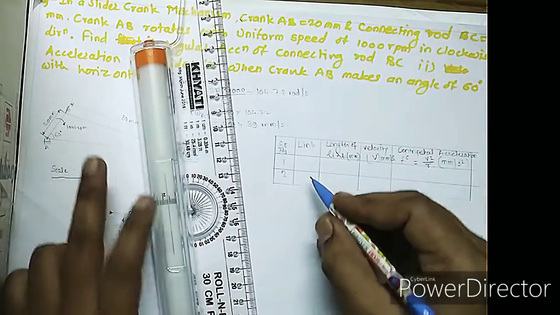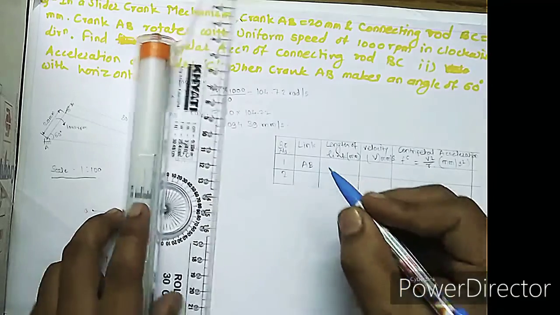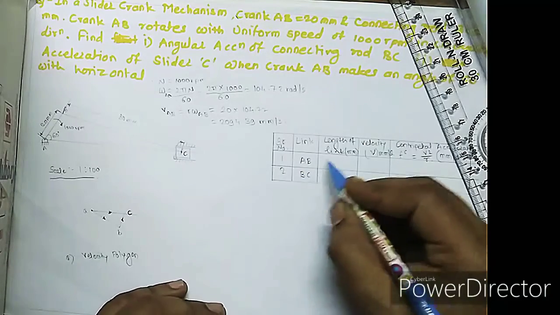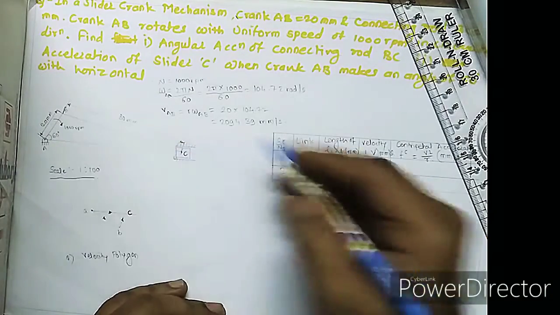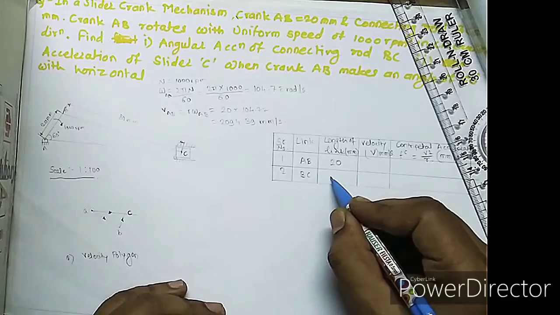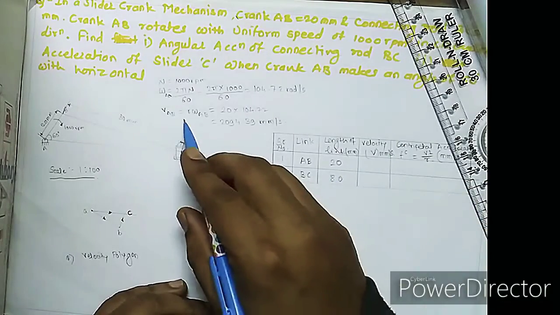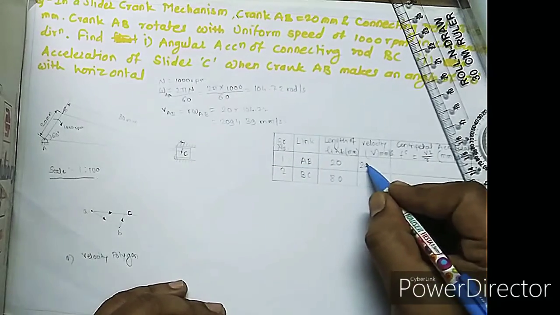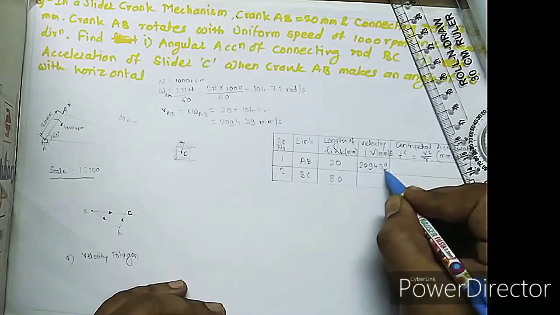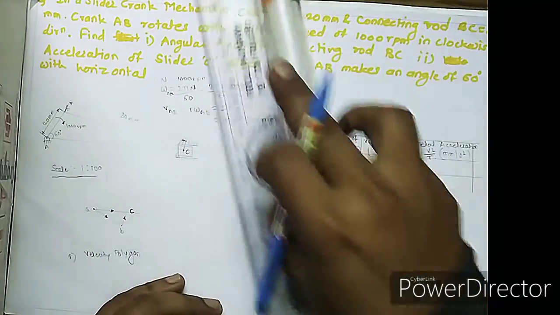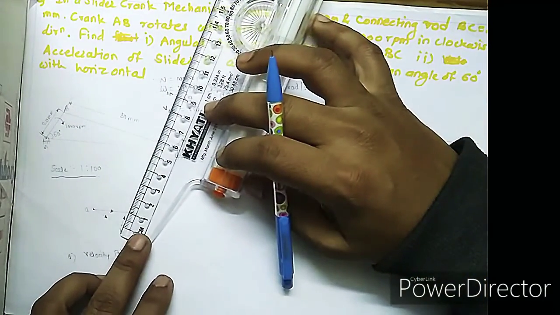Now serial number 1 and 2, first link is a link AB, length of the link is 20 mm, and second link is BC. AB is 20 mm, BC is 80 mm. Now velocity of link AB, we have VAB equal to 2094.39. Velocity of BC, now we have to calculate the velocity of BC from the velocity polygon.